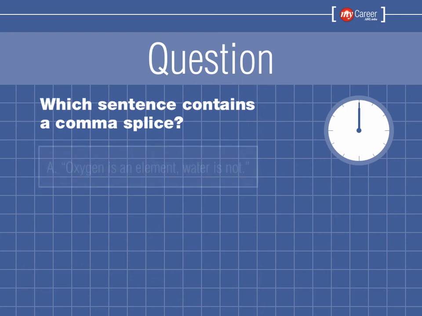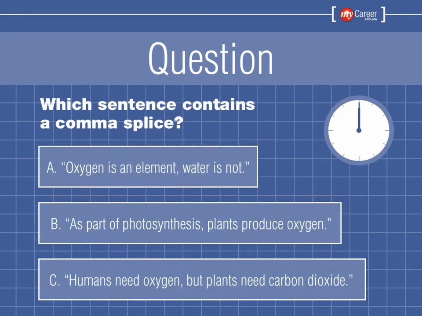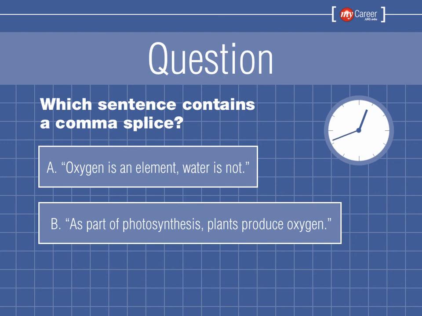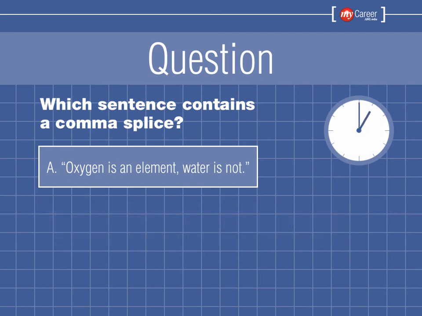Which sentence contains a comma splice? Sentence A contains a comma splice. Oxygen is an element, and water is not, could both be standalone sentences, so they cannot be connected by a comma without a conjunction.